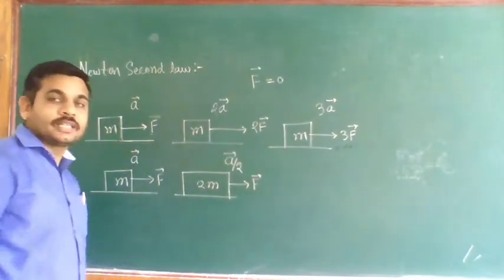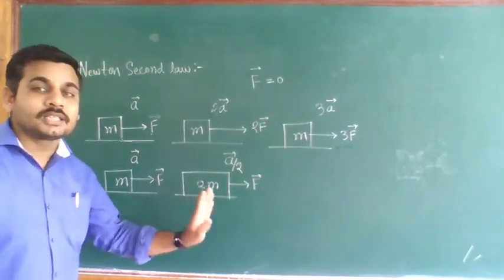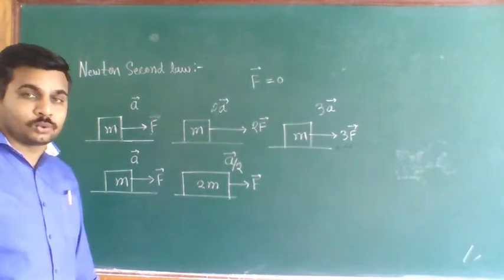Your acceleration will decrease. If you just double the mass, the acceleration becomes half, which is A by 2.